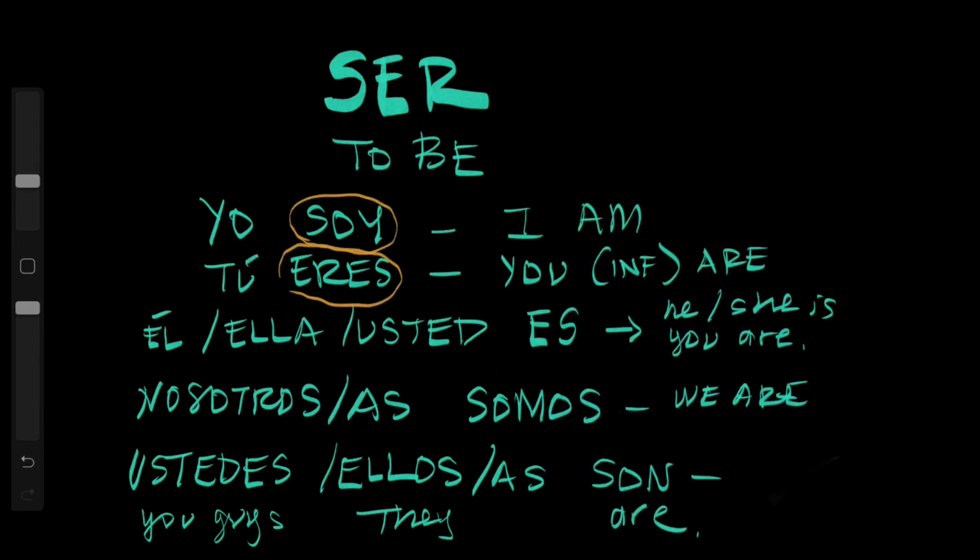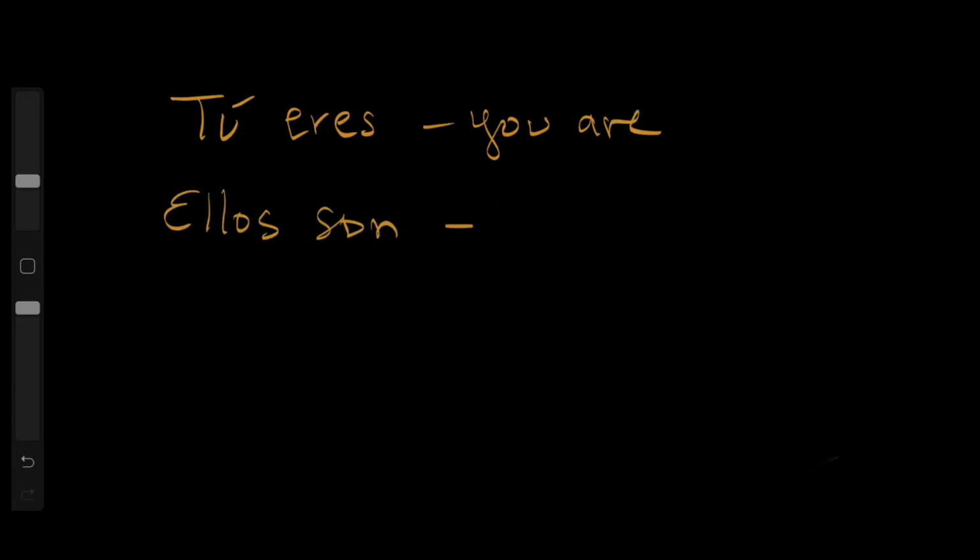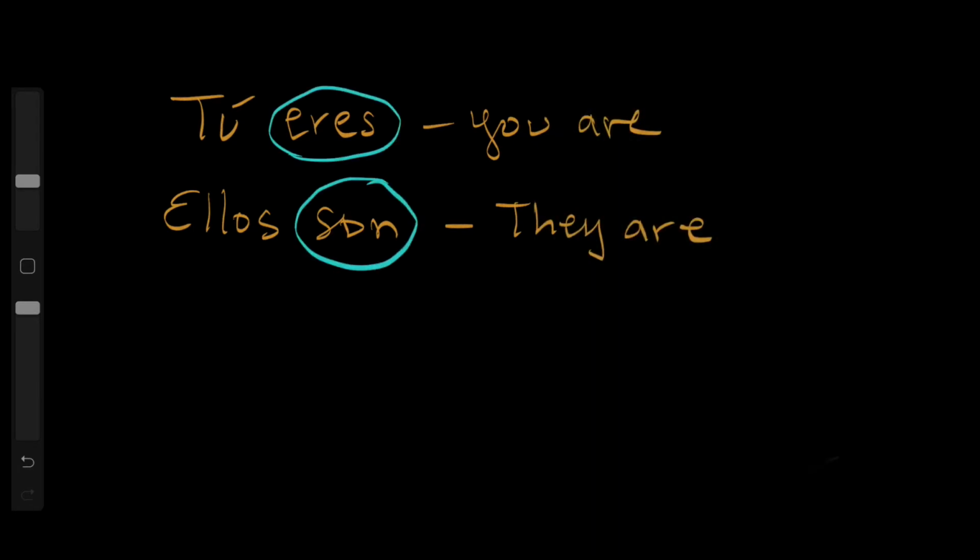Notice how each subject pronoun has a specific conjugation. Now in English, you have fewer conjugations. For example, you and they share the same conjugation. In Spanish, notice these two subject pronouns have different conjugations, even if when translated to English, they both are translated as are.